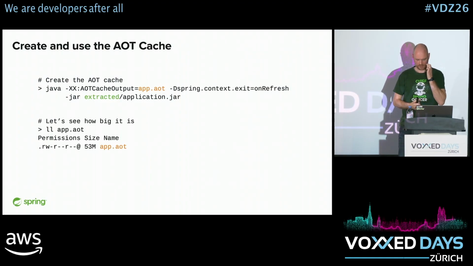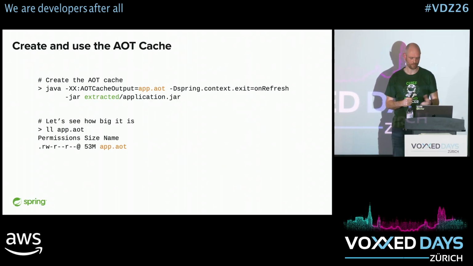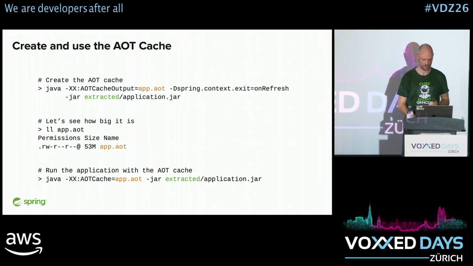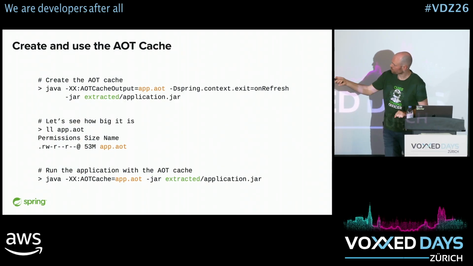Now let's take a look at how big the orange file, the cache file, is. This thing here is 53 megabytes because it's a binary file, it contains the loaded classes and method execution profiles and all the other stuff. Now you copy that to production and then you start it. For that, you just point it to the orange file and you use the extracted version again.